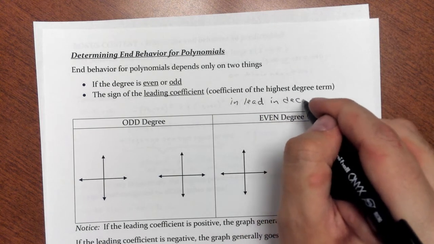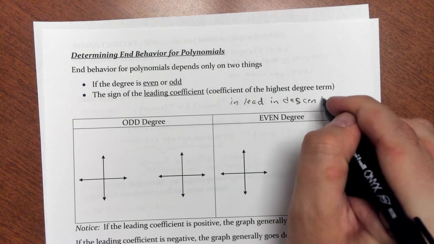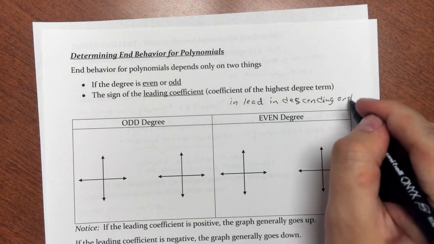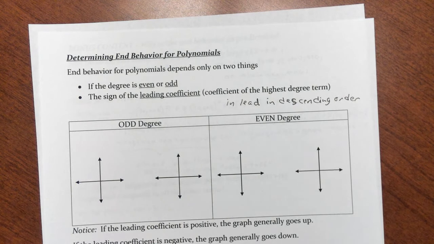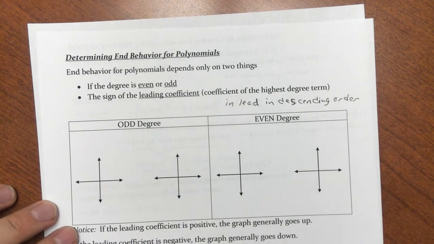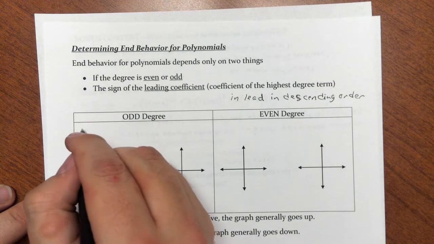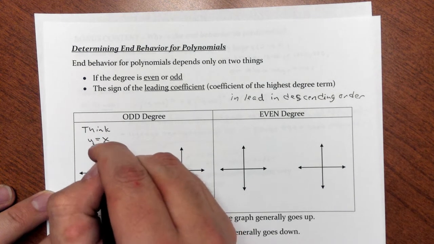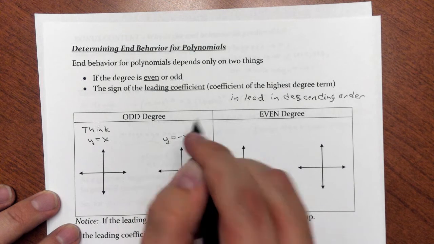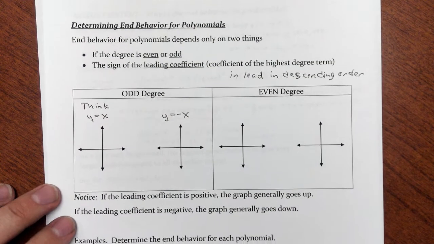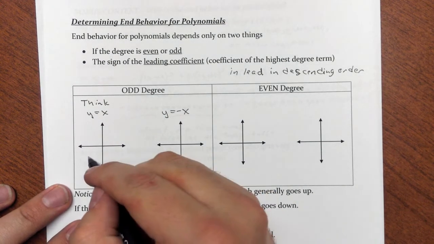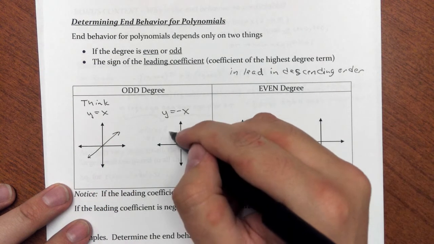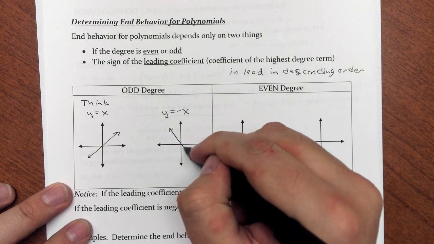when we put the polynomial in what is called descending order. Another term I've used before, descending order, meaning the highest power has to come first. All right. So, if I'm thinking of an odd degree polynomial, what I want to think about is y equals x or y equals negative x. Very simple polynomials. Y equals x is a line with a slope of 1 passing through the origin. Y equals negative x is a line with a slope of negative 1.